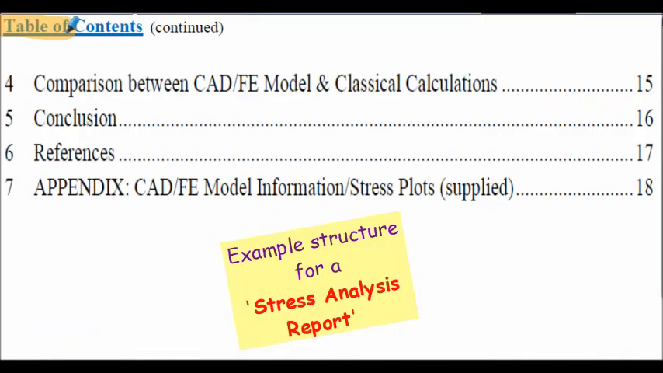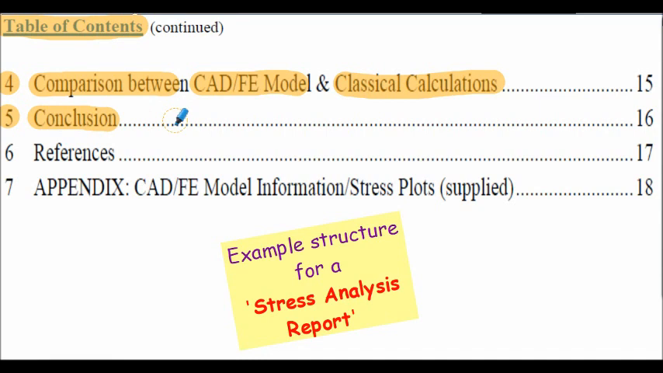So the final part of the table of contents, section 4, was a comparison between the CAD FE model results and the results obtained through the classical calculations. Section 5 was the conclusion to the report, in this case considering the validity of the CAD FE model results. Section 6 contains references, so in this report there is actually only one that I've included. And then section 7 is the appendix. This includes CAD FE model information and stress plots that were supplied to me by my colleague.